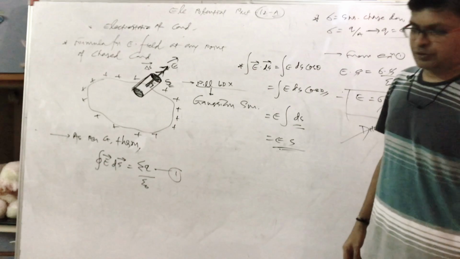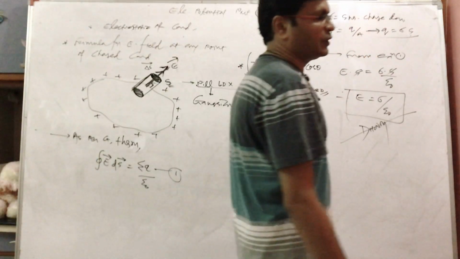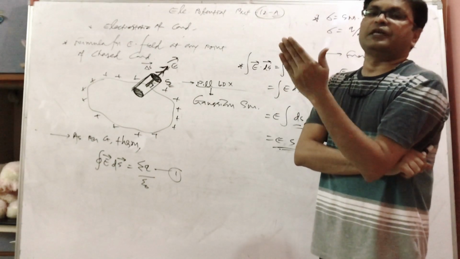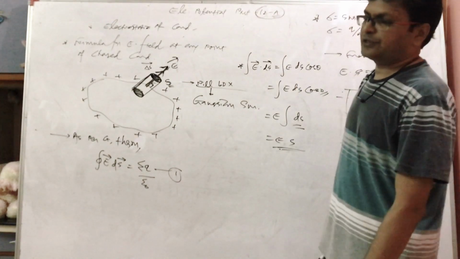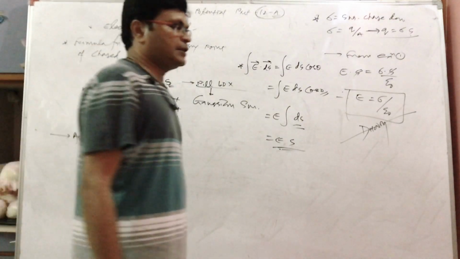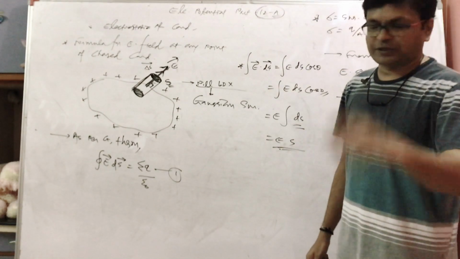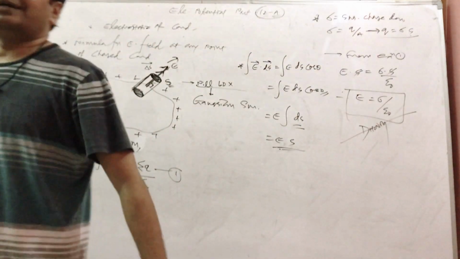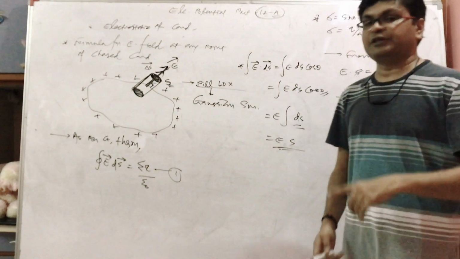So this is your fifth number. Once again I will revise 4 to 5 characteristics. Number 1, what happens if any conductor or metallic material is placed inside the electric field? Number 1, net electric field inside the conductor is 0. Number 2, net charge inside the conductor is 0. Number 3, electric field at any point along the surface of the conductor is always perpendicular or normal to the surface. Number 4, electric potential inside the conductor remains constant, very important.